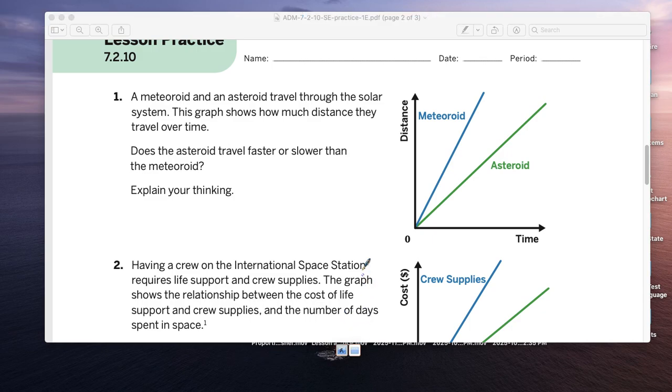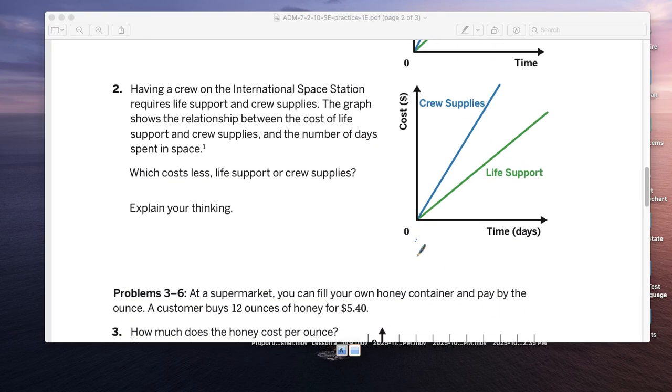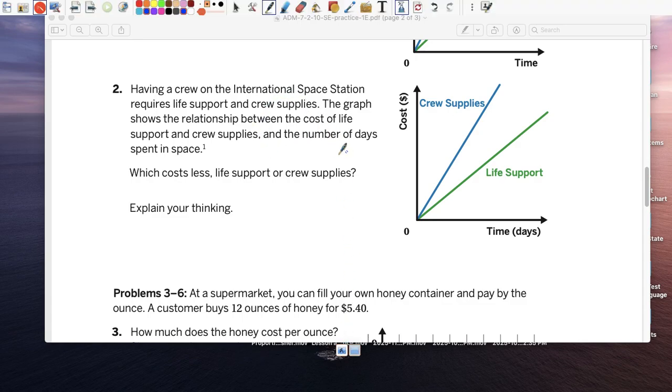So, again, it helps if you put some context. This is talking about the International Space Station, which requires life support and crew supplies. The graph shows a relationship between the cost of life support and crew supplies as the number of days spent in space. Which costs less, life support or crew supplies? Again, I'm going to make some intervals here: 1, 2, 3 days, 4 days, 5 days, etc. So after 1 day, again, let's make that $100. Let me just make that a little better.